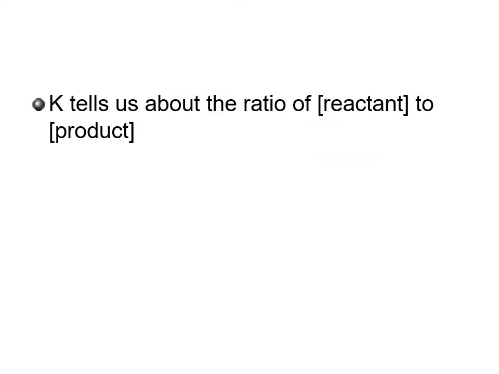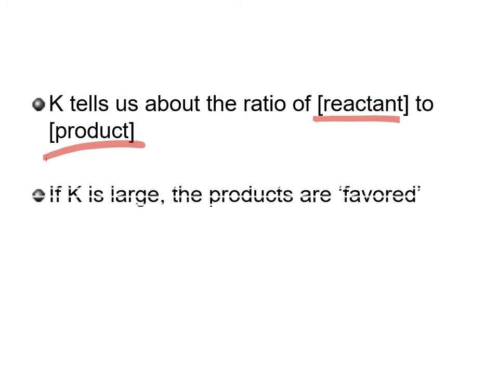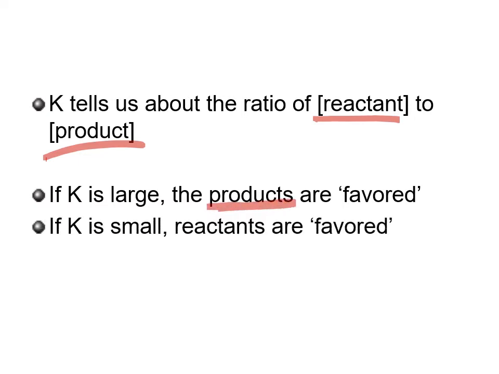K tells us about the ratio of the reactants to the products, how much you have present. If K is large, think of what K equals: it's products over reactants. So if the number is large, the numerator must be greater, and that means there are more products. If K is small, the reactants are in the denominator, so if there are more reactants, K would end up being small. It's saying that the reactants are favored.